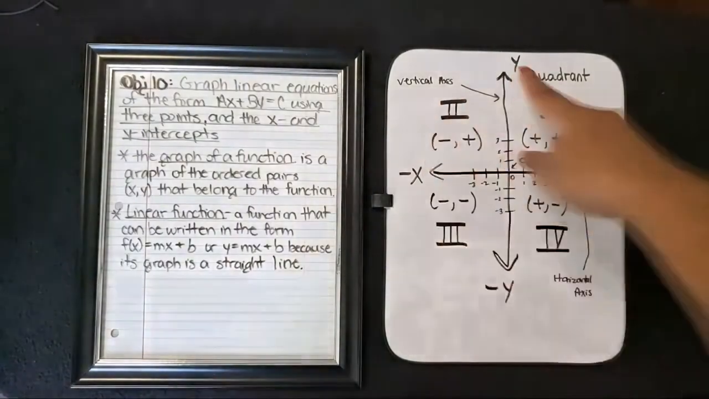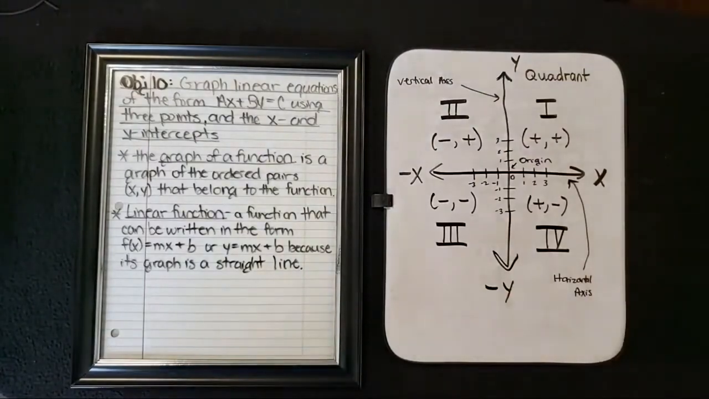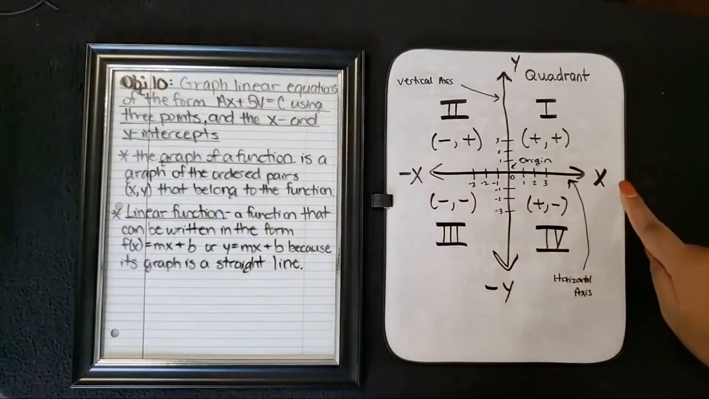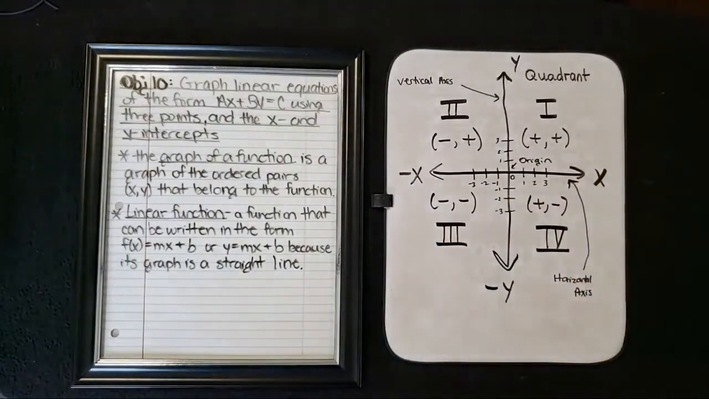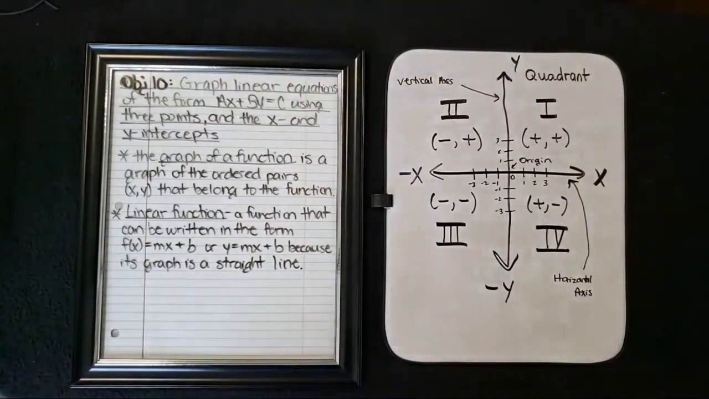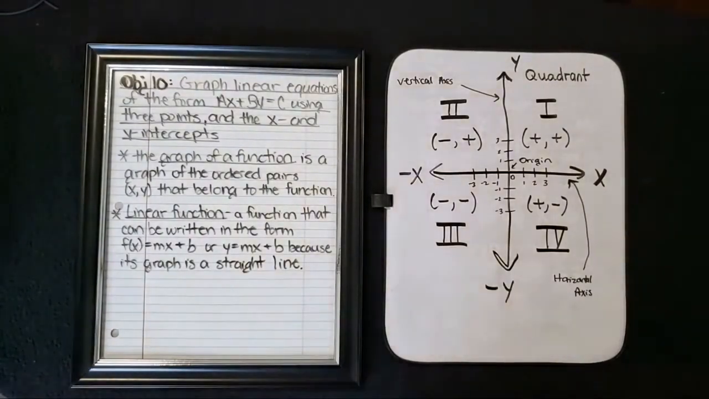So the vertical axis is the y-axis, all right? And the horizontal axis is the x-axis, okay? And that's going to be very important when we talk about our x and y intercepts, because those are on that particular axis. So the x-intercept is on the x-axis and the y-intercept is on the y-axis, all right?